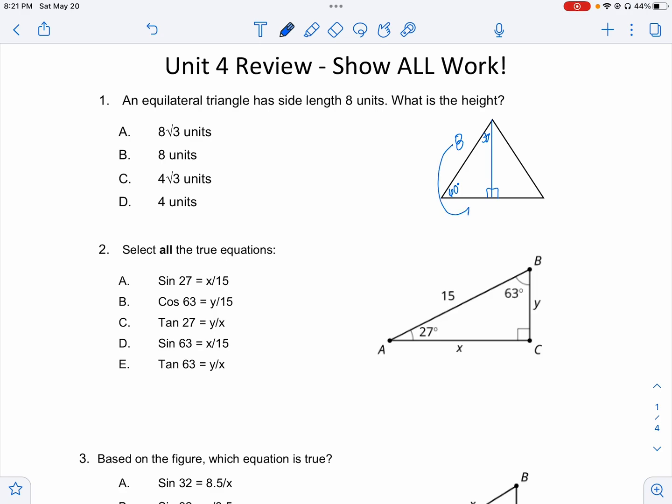So knowing that, if the hypotenuse is 8 units, then the short side is going to be 4, and the long side is going to be 4 square root of 3 units.